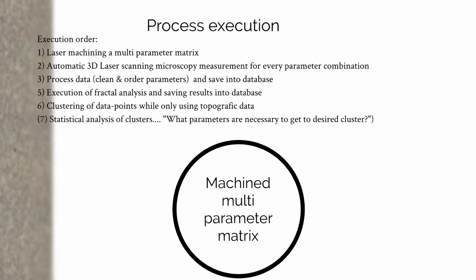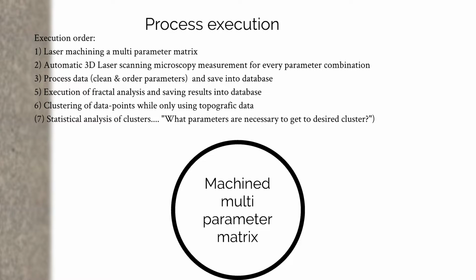The process execution is as follows. First, we laser machine a multi-parameter matrix onto a metal surface. Afterwards, the 3D laser scanning microscope is measuring every parameter combination automatically. Afterwards, we process the data by cleaning and ordering the parameters and saving it into a database. The execution of the fractal analysis and saving the results into a database results in being able to cluster the data points while using only topographic data. In the end, statistical analysis answers the question what parameters are necessary to get to the desired surface structure.